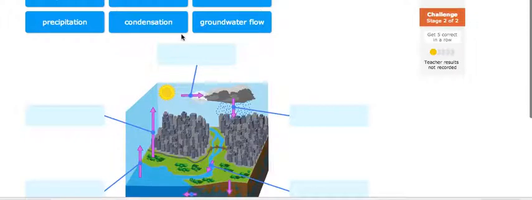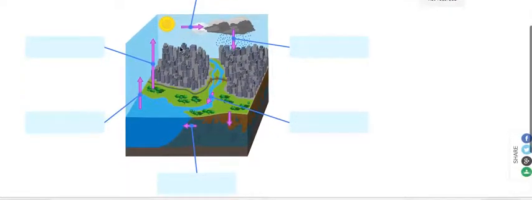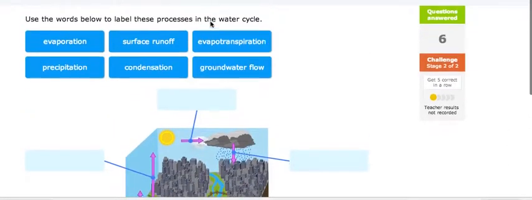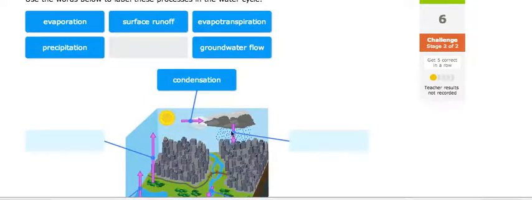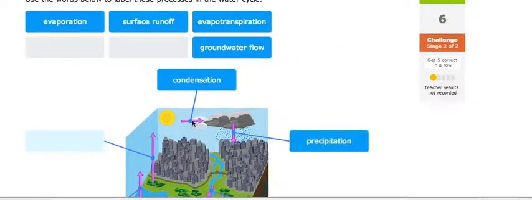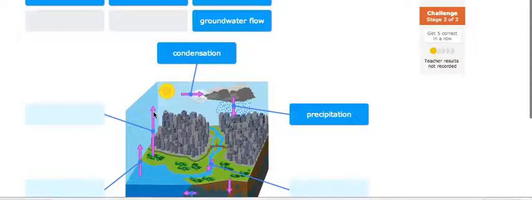Okay, so if I see this and something's turning into a cloud, I know that there must be water vapor in the air that's getting cooled down and it's turning into liquid in the form of a cloud. So I know that that is condensation. So I put that here. Then I see this one with the arrow pointing down and I see all the droplets. So I know that is precipitation.